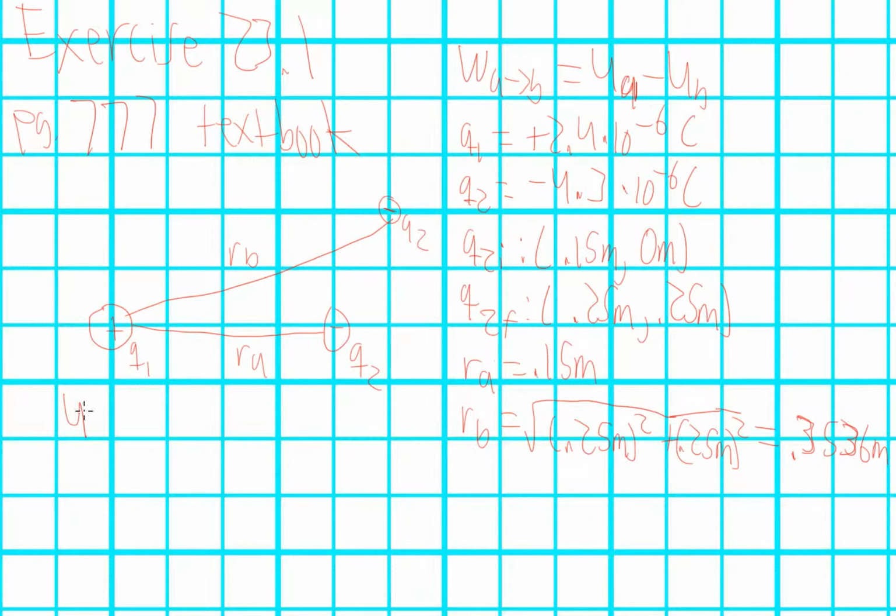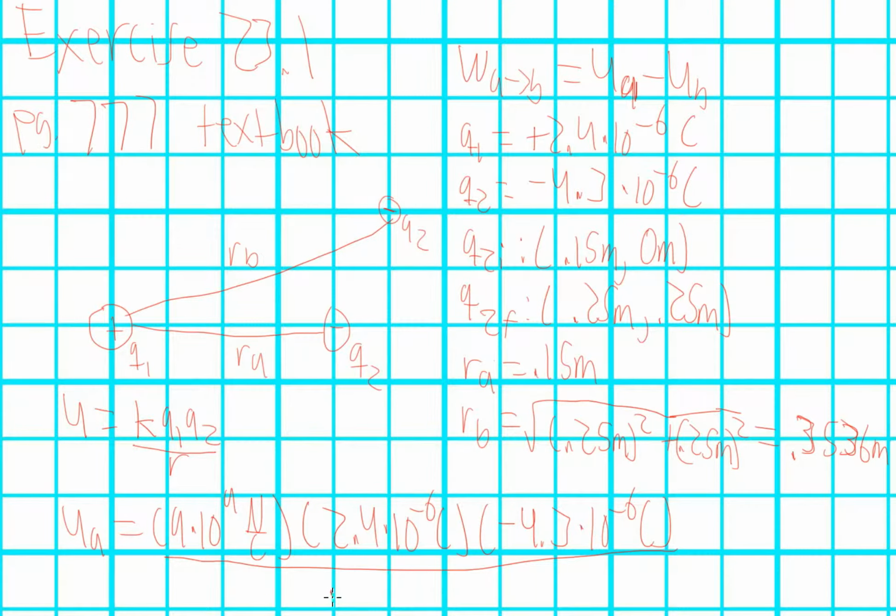The general form, the potential energy is going to be equal to K times Q1 times Q2 over R. So U sub A and U sub B, the only difference is going to be R. If we look at the potential energy at A, we're going to find that it's 9 times 10 to the 9th newton meters squared per coulomb squared times 2.4 times 10 to the negative 6 coulombs times negative 4.3 times 10 to the negative 6 coulombs divided by R, which at A is going to be 0.15 meters. And we're going to find that this is equal to negative 0.6184 joules. Okay, so that was easy enough.